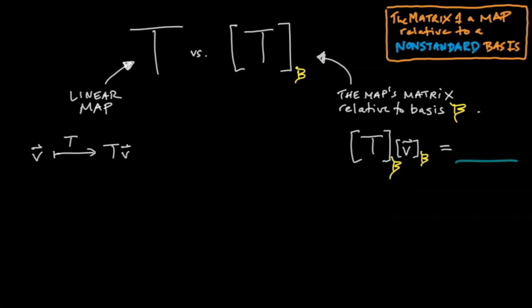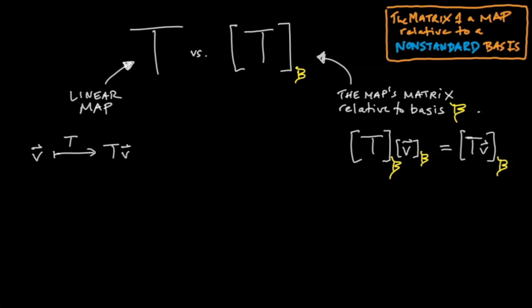And what we get out will be, of course, the output TV, except since we're speaking in the B language, which in the book I refer to as Bulgarian, what we get out will be not just the geometric vector TV, but rather its B coordinates. So everything is happening in Bulgarian.